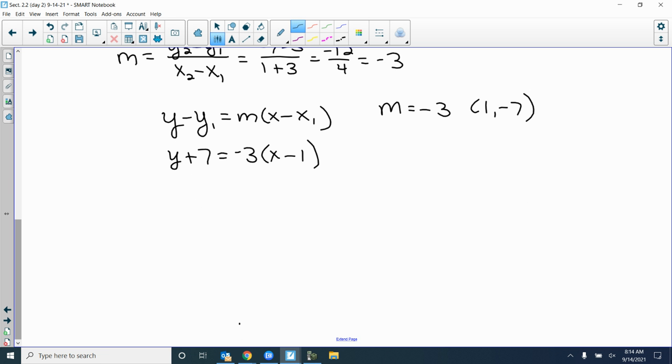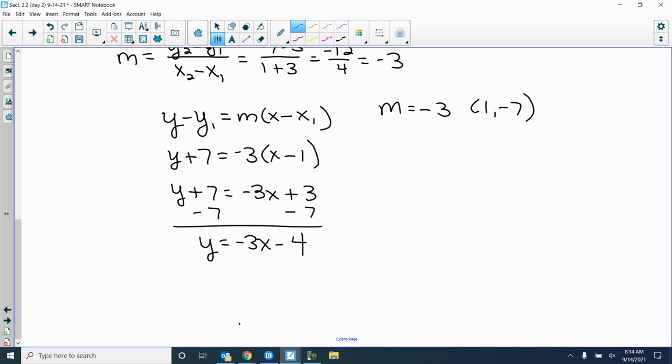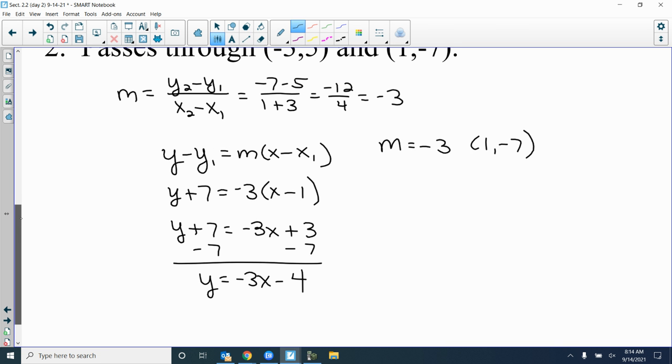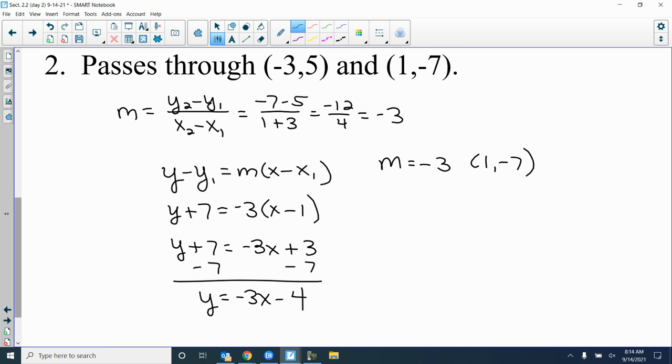And then I'm just going to finish this off and get y by itself. So I get y plus 7 equals -3x plus 3. Subtract 7. Y equals -3x minus 4. If you really want to double check and make sure you're right, you plug in the other point and make sure it works. So if I plug in -3 for x, -3 times -3 is 9. 9 minus 4 gives me 5. If you made a mistake, it wouldn't work for that original point, so you always plug in that other point.